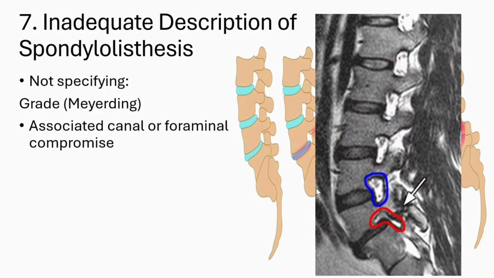As in this image, we can see that there is a neural foraminal stenosis due to the anterolisthesis of L5 over the S1, and there is a pars defect. So this should be mentioned correctly in the report.